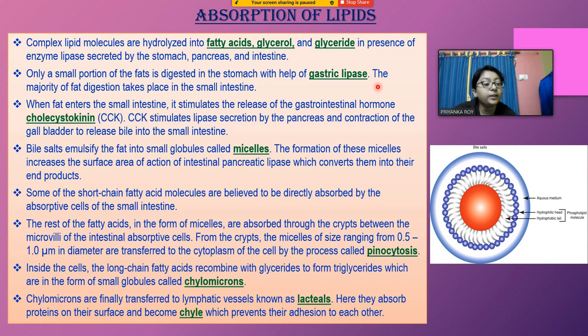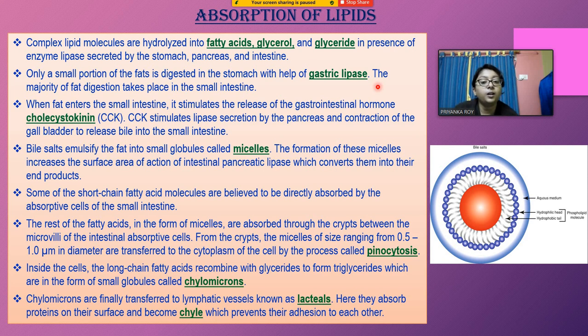Now, when fat enters the small intestine, it stimulates the release of CCK hormone, the cholecystokinin. And this cholecystokinin helps in the stimulation of pancreas and contraction of the gallbladder to secrete bile into the small intestine. So when the bile comes into the duodenum, we know that bile contains a number of bile salts. Now these bile salts emulsify the fat into small globules called micelles. This micelle formation increases the surface area of the lipid molecule, and therefore it gives more area so that the pancreatic lipase can work on it.